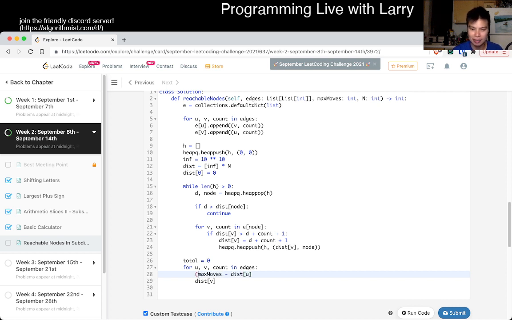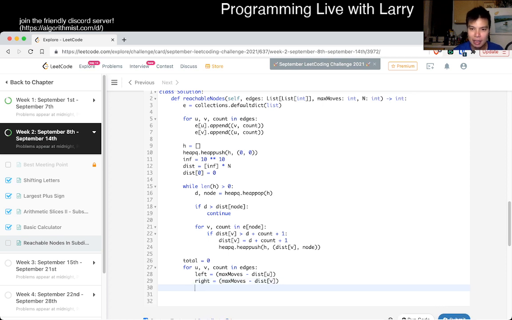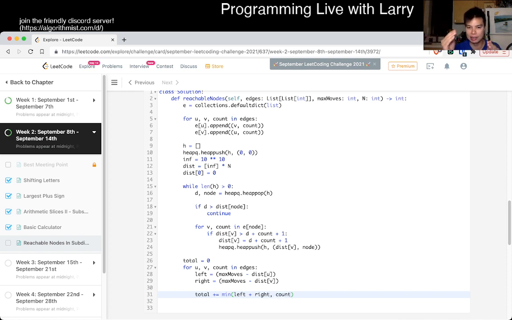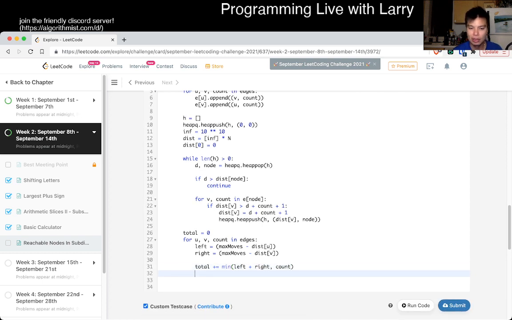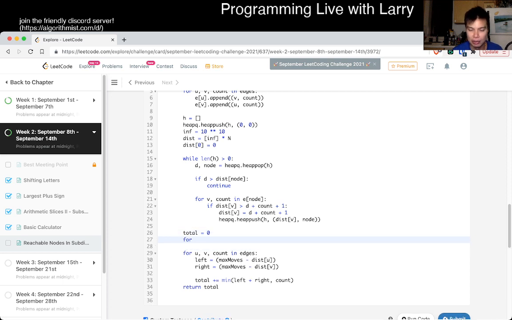So this is, let's just call it from the left. It's not really from the left, but there's no left or right. But yeah, so then now this is from the right, and then total we just added to min of left plus right. So left plus right, or not max moves, but count, because that's the number of things in the middle, right? And then now we can return total. We don't consider the original node, so now we just do the original nodes.